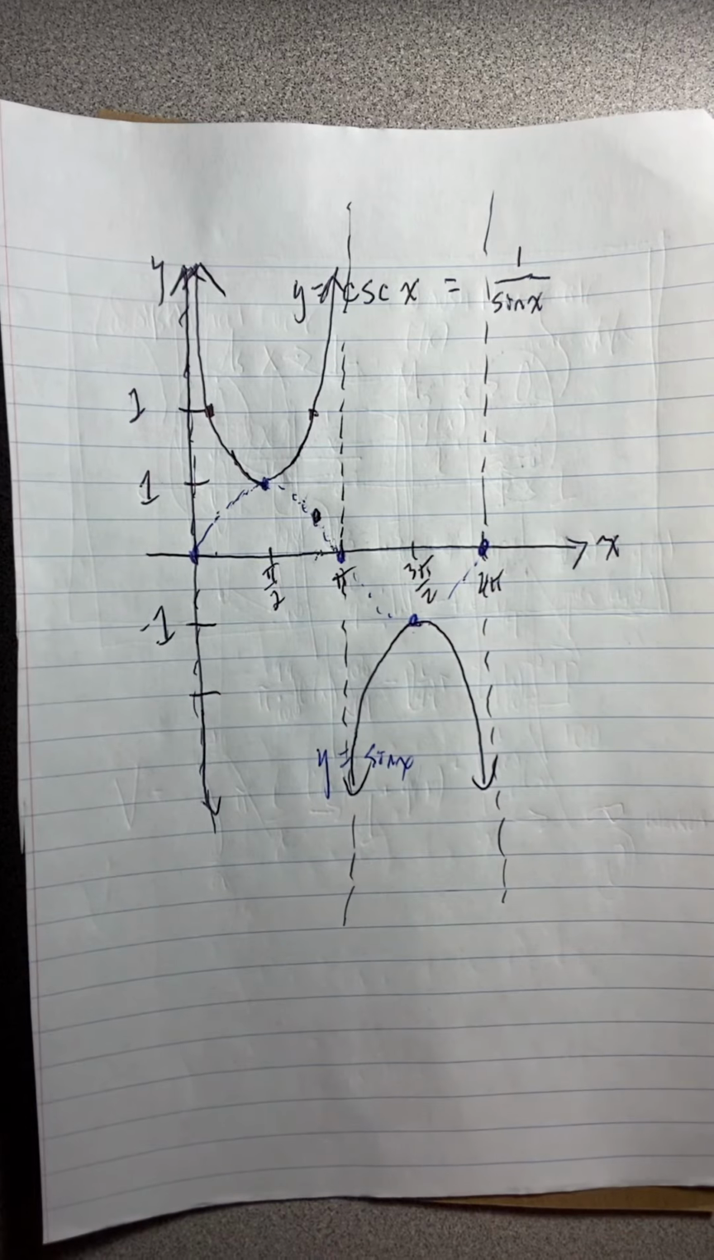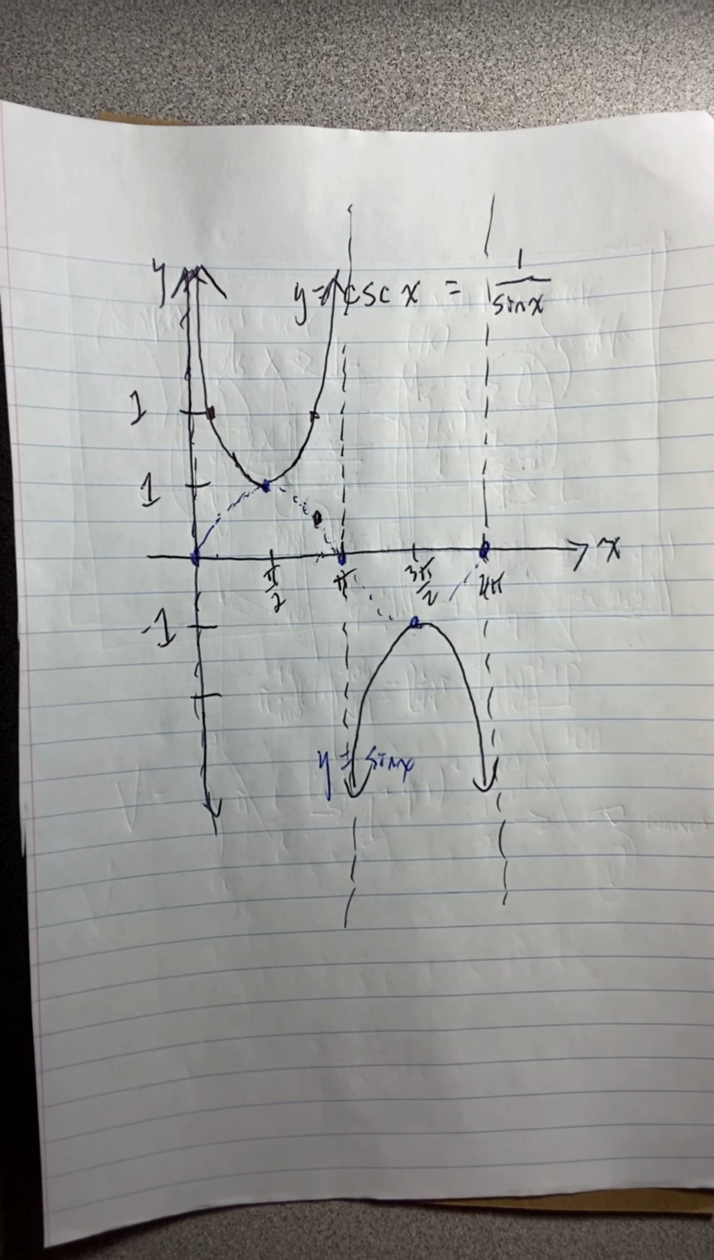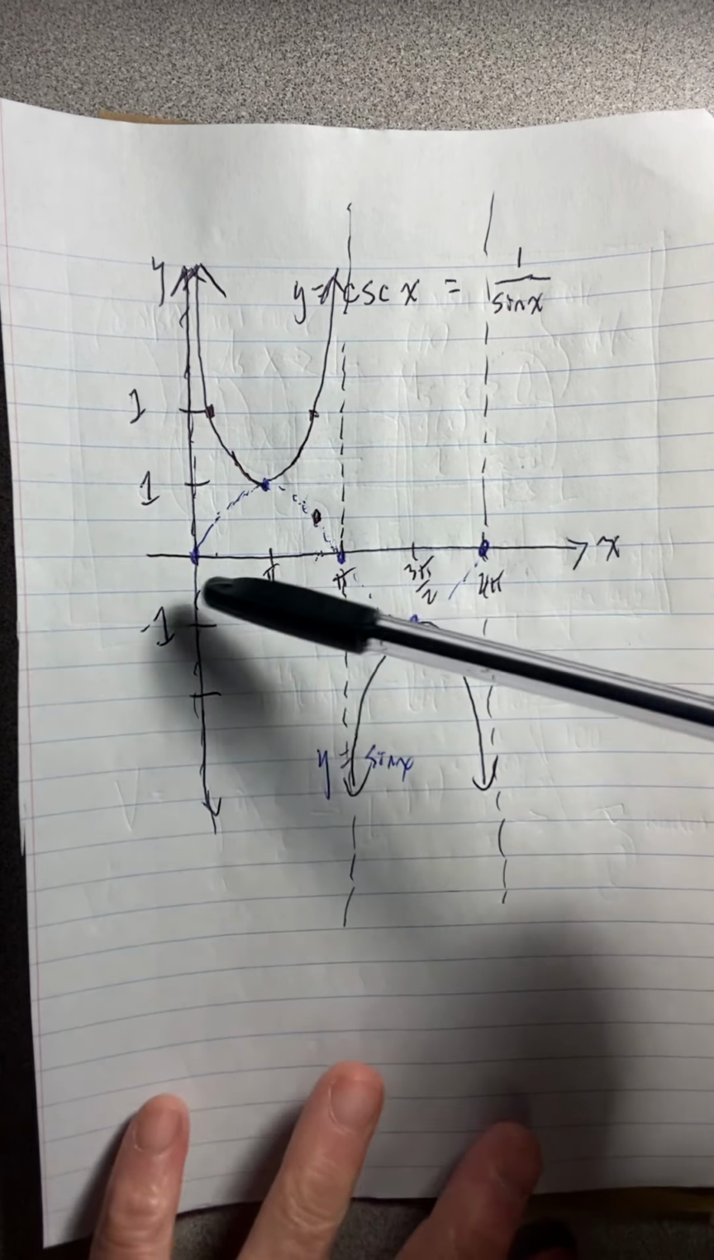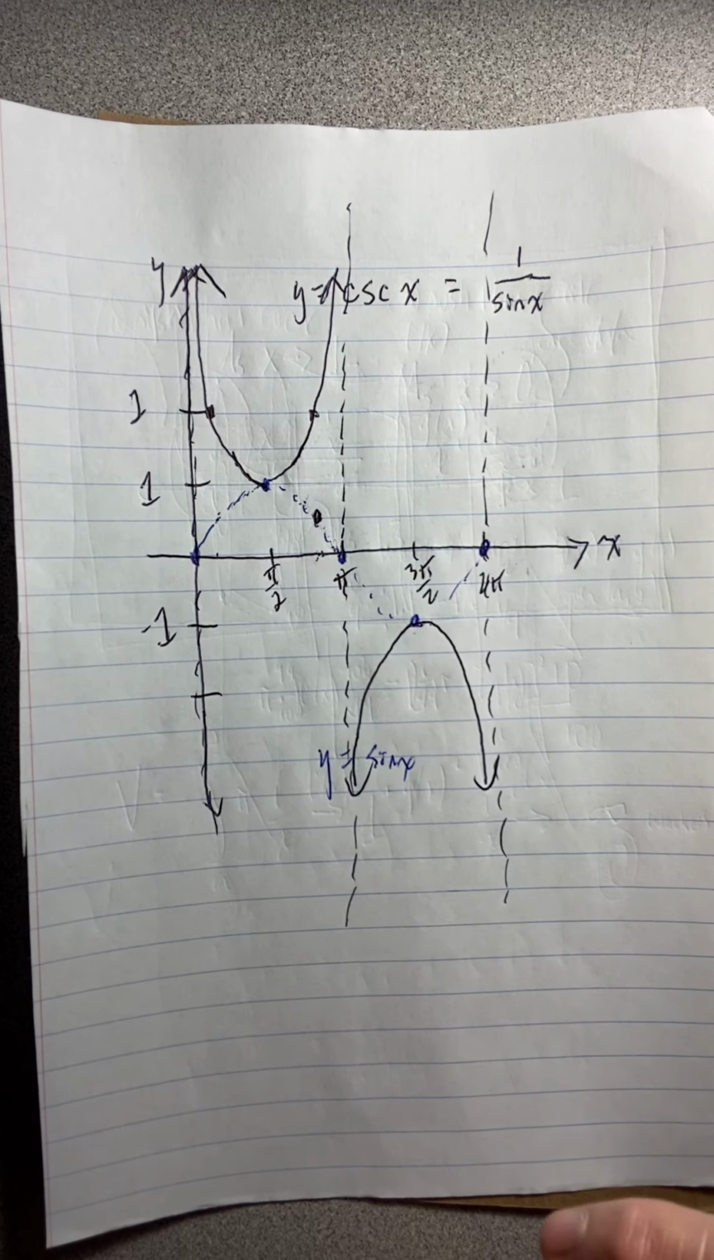And there is one cycle of the cosecant graph. One cycle, its period is 2 pi, just like sine's period. And there you have it.